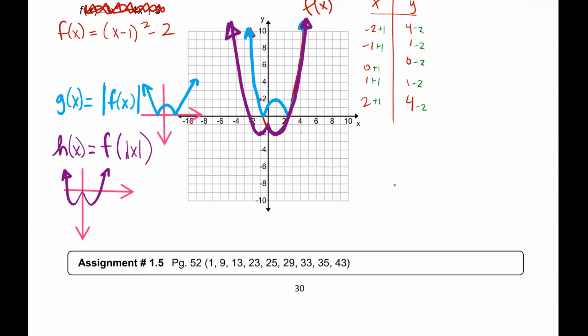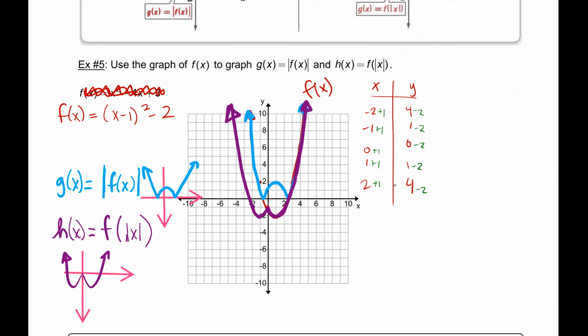Now to throw back to f of g and g of f. Remember Algebra 2? Composite functions? Yeah, you're putting one function inside of another. Do we need more time to write this down?